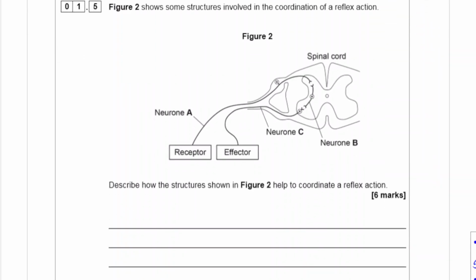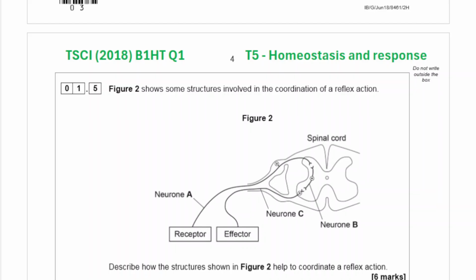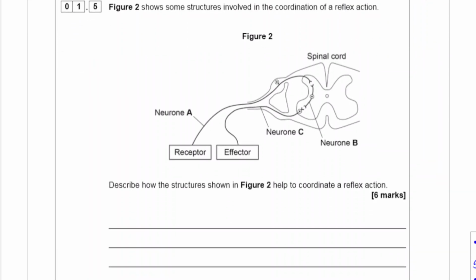Figure 1.5. Figure 2 shows the structures involved in the coordination of a reflex action. So you have the receptor and neuron A, which is connected to another neuron B and then neuron C, and the effector organ, and the spinal cord. Describe how the structures shown in figure 2 help to coordinate a reflex action.